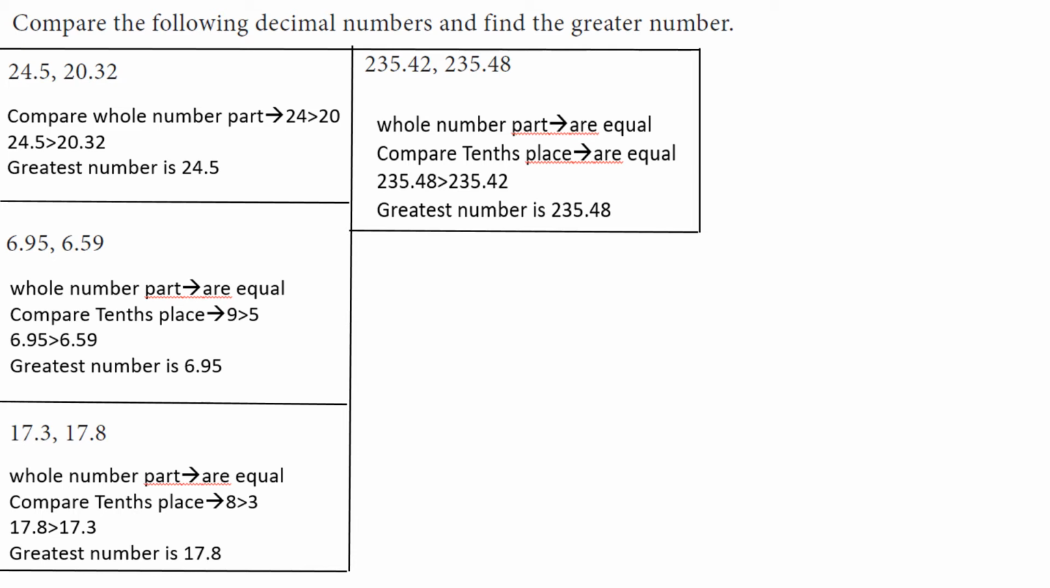235.42 and 235.48. 235 both equal. Whole number part equal. 10th place 4 and 4, that also equal. So compare the 100th place, 8 greater than 2. Therefore 235.48 greater than 235.42. Greatest number is 235.48. Understood?